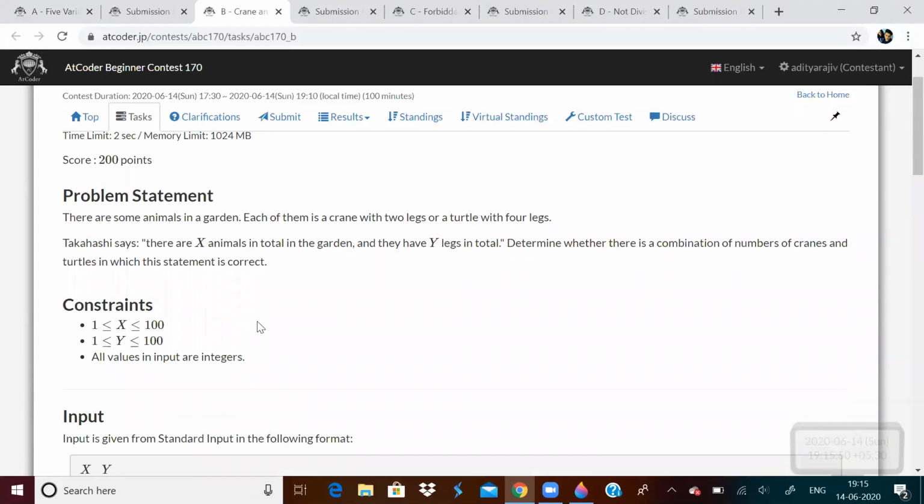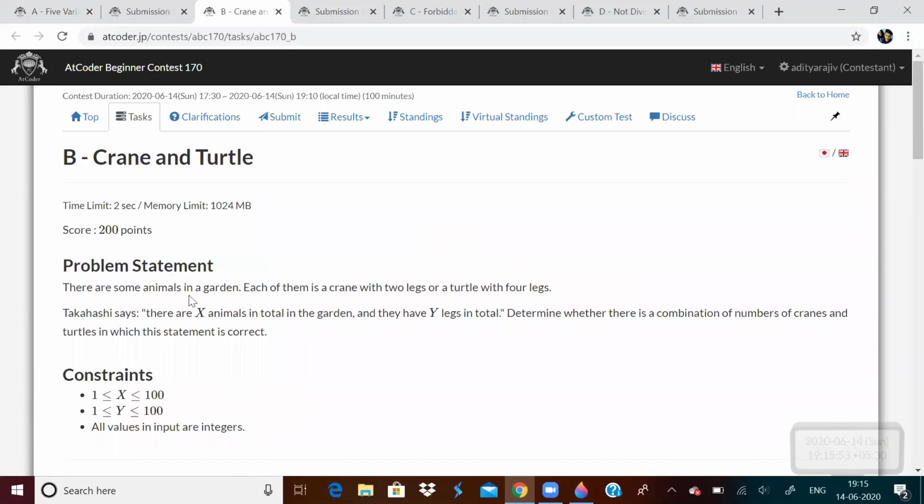Second problem, this is also straightforward only. There are some animals. Each of them is either a crane with 2 legs or a turtle with 4 legs. We know that there are X animals in total and Y legs in total. So we need to determine whether there is a valid combination of cranes and turtles such that the total number of cranes and turtles together will be X and the total number of legs of all the cranes and all the turtles combined together will be Y.